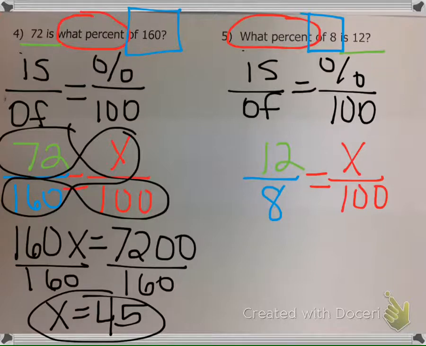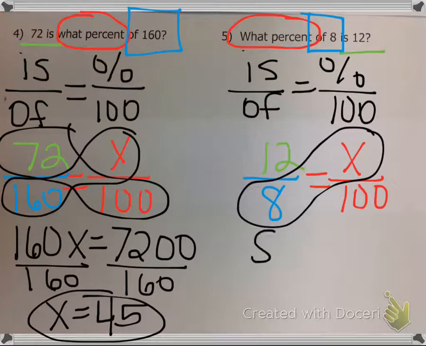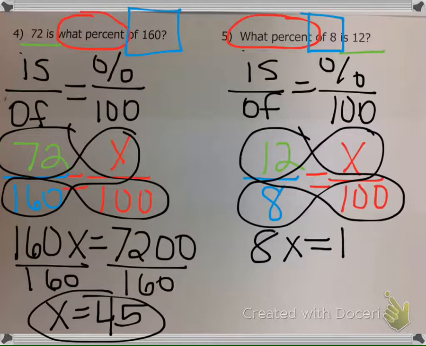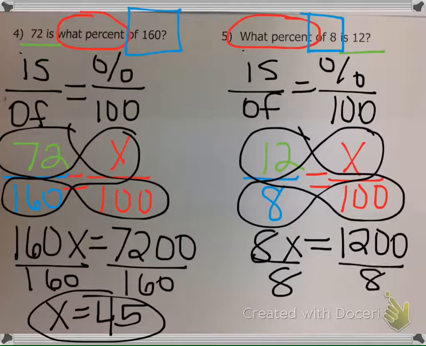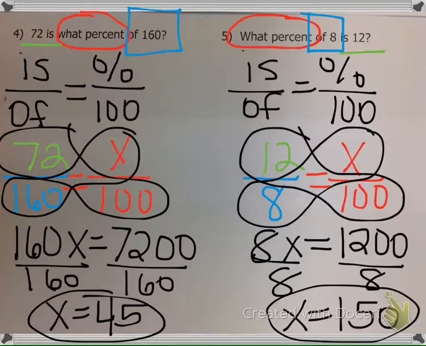You're going to do 8 times x, which is 8x. 12 times 100 is 1200. And you're going to divide by 8 on both sides. And you get x equals 150. Okay? So that would be that part of your notes.